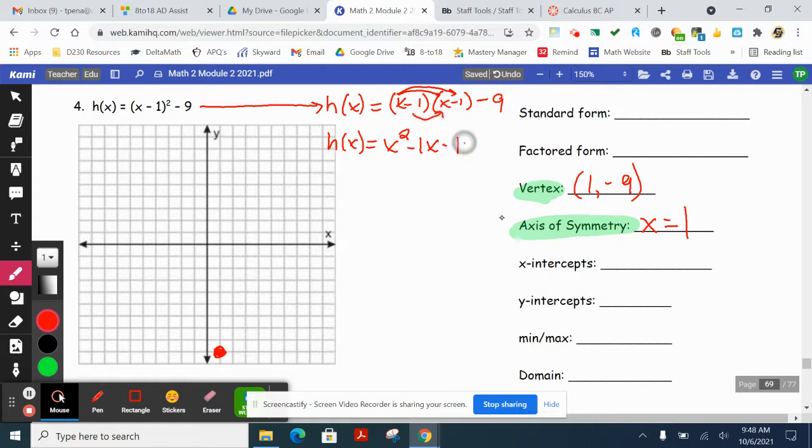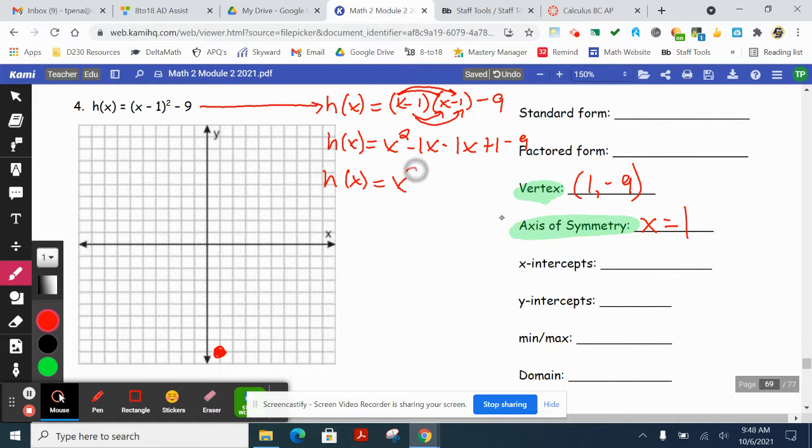The -1 times x is a -1x. And then the -1 times a -1 is a +1. And then we still have the little -9 just waiting to do anything. All right, once this is simplified, that's our standard form. Just multiplying everything out and combining our like terms, that's standard form.